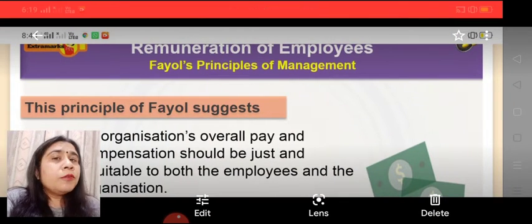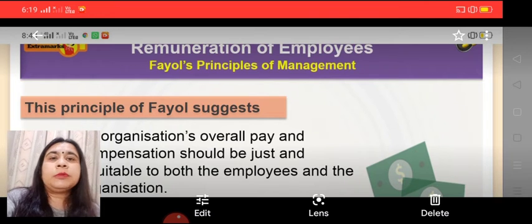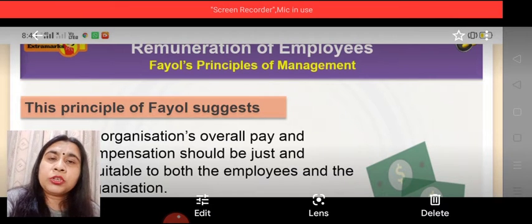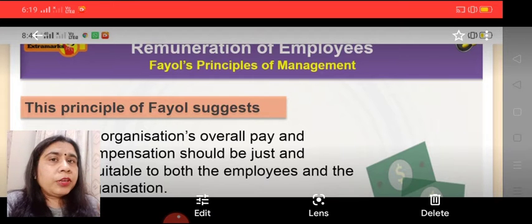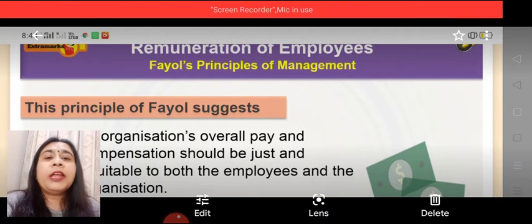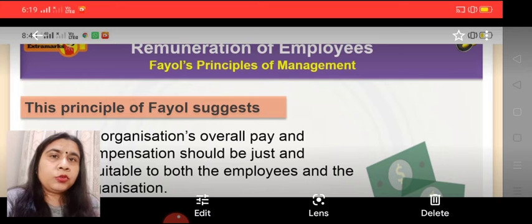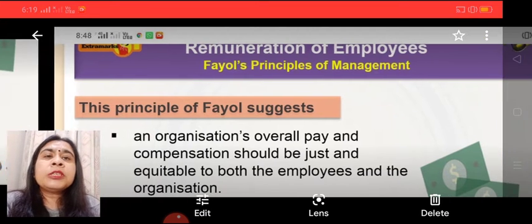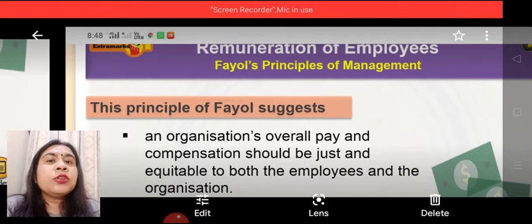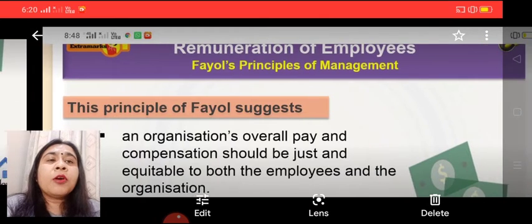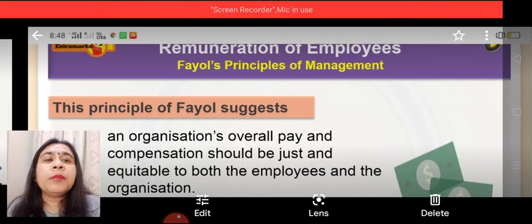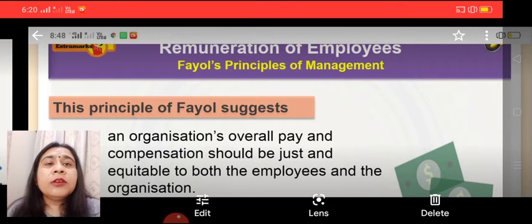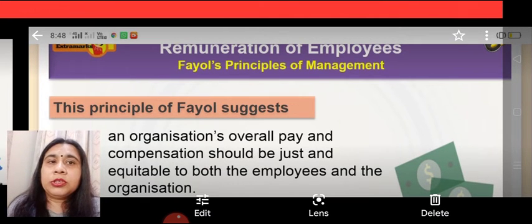Next principle for this video which I am going to explain is the principle of remuneration of employees. Remuneration are the salaries, the wages, the financial incentives which are provided to the employees. Now, as per this principle, an organization's overall pay and compensation should be justified and should be equitable to both the employees and the organization.